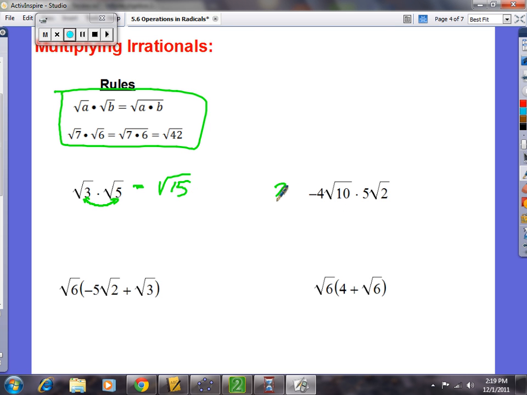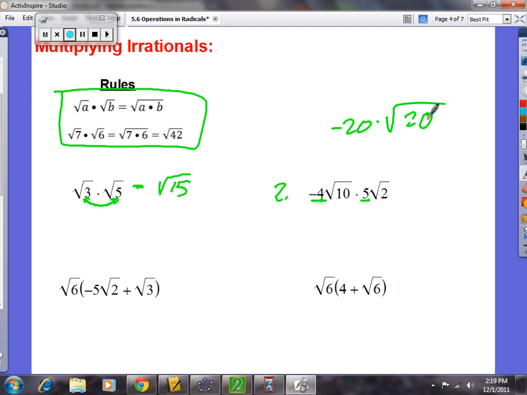Let's call this problem 2. Now, here are your coefficients, numbers outside the radical, negative 4 and 5. Yeah, you just times them together. So it's negative 20 times square root. Now, if it's under the radical sign, you times them. 10 times 2 is? Okay.